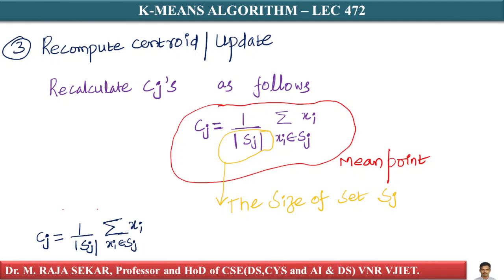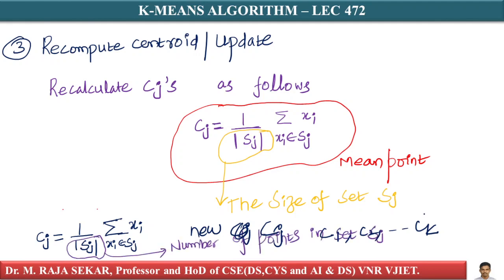So I calculate Cj equal to 1 by mod Sj, sigma xi belongs to Sj, xi. What is this mod Sj? It is the number of points in set Sj. So now you will get a new Cj. You update for C1, C2, and so on up to Ck. This is called updating or recomputing your centroids.